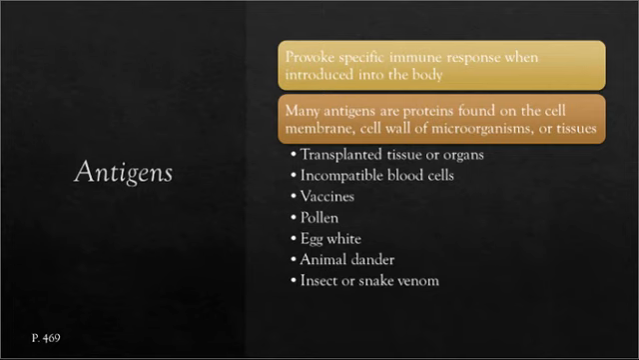Antigens are what cause our body to have this immune response. Often they're proteins in the cell wall of microorganisms or tissues. Multiple things can cause us to produce antigens. Our vaccines, incompatible blood, where we'll have a hypersensitivity reaction. Pollen, egg whites, and animal dander are very common allergies because of hypersensitivity.